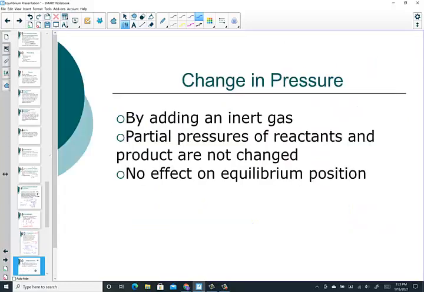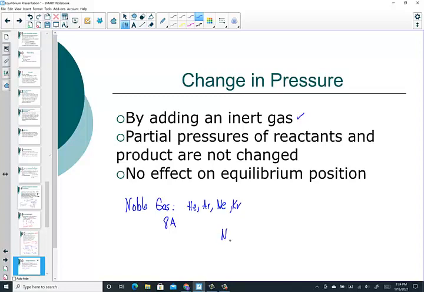When we change pressure, we typically do so by changing the volume of the reaction vessel. What we might also see is adding an inert gas to the system. So think about what an inert gas might be. Another name for inert gas might be the noble gases, such as helium, argon, neon, krypton, radon, all of those in group 8A. Those are all examples of inert gases. The inert gas is a gas that's not part of the reactants or products.